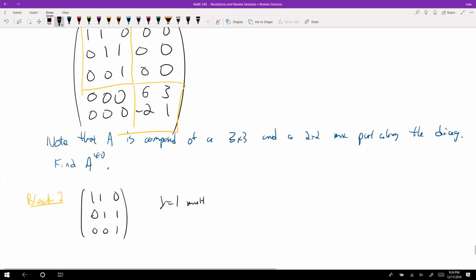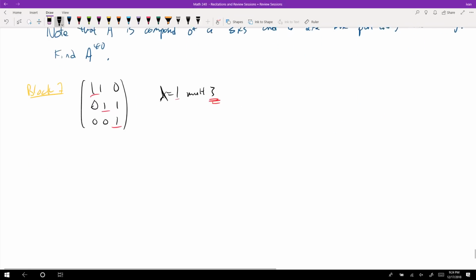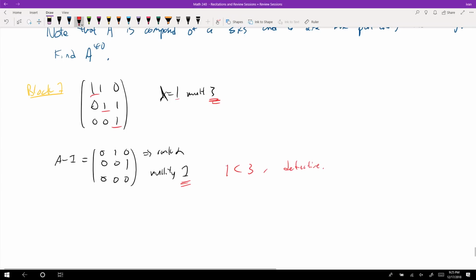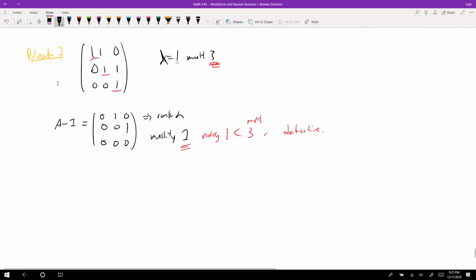Lambda is equal to 1 with multiplicity 3, just because it's 1's on the diagonal. So A minus I is 0, 1, 0; 0, 0, 1; 0, 0, 0. This is rank 2, nullity 1. What does that mean? It means that it's defective, right? 1 is less than 3, defective. So this is nullity, this is multiplicity. So it's defective, so what do we do?